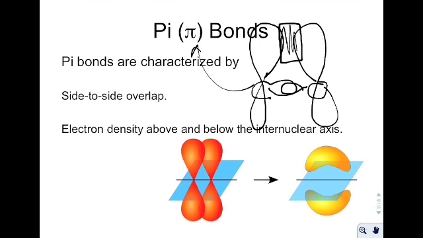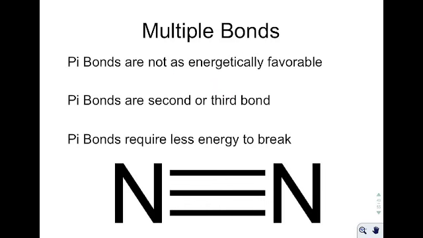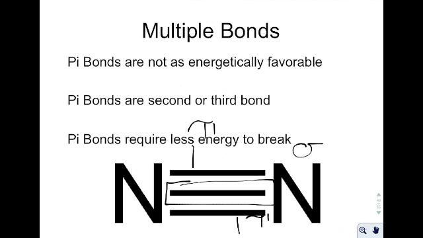Now, as you can imagine, this is not nearly as much overlap as you expected with a sigma bond. Okay, there's a lot less overlap. Because there's less overlap, it's easier to break this bond, and this bond is what we get when we get multiple bonds. So pi bonds are not as energetically favorable. They're the second or the third bond. So when I see here nitrogen, one of these bonds is sigma. The other two are pi from the side-to-side overlap.